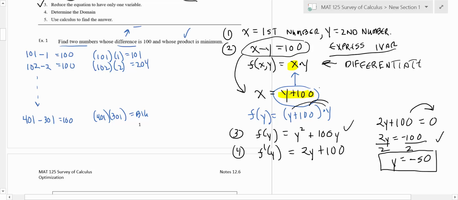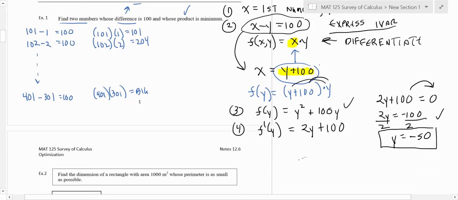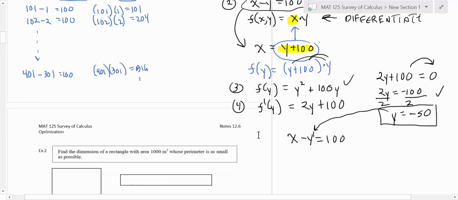The second thing is just go to your equation, which is x minus y equals 100, and then replace the y with negative 50 to find x. Then you'll have your two numbers. So we're going to have x, be careful here, minus negative 50 is equal to 100. You got the minus minus, so that gives x plus 50 equals 100. In your head, what's the answer? 50. So x is 50.